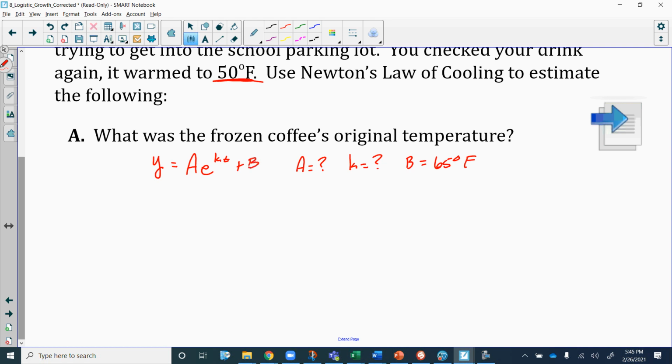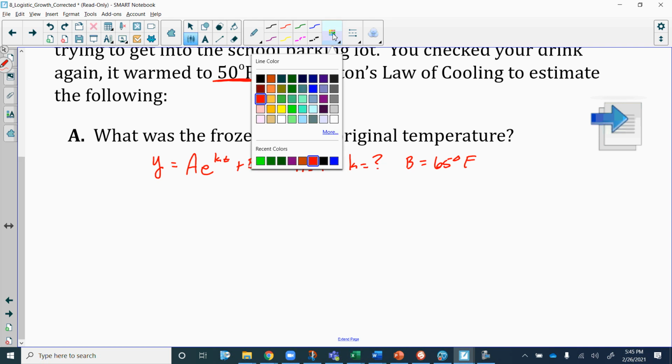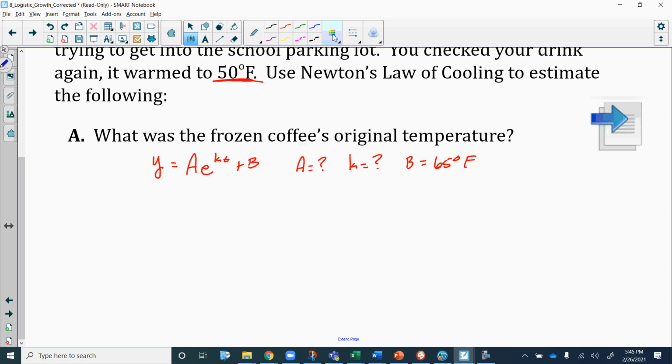So we have to be able to figure out what the values of A and K are going to be. We have to figure out the constant growth rate, and we have to figure out A. So what do we know? Based on the information that was given to us, at y of 10, 10 minutes after you got your coffee, the temperature was 35 degrees Fahrenheit.